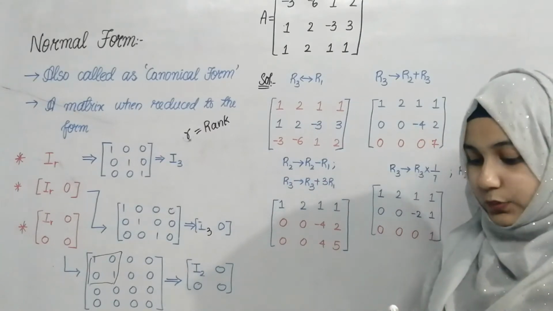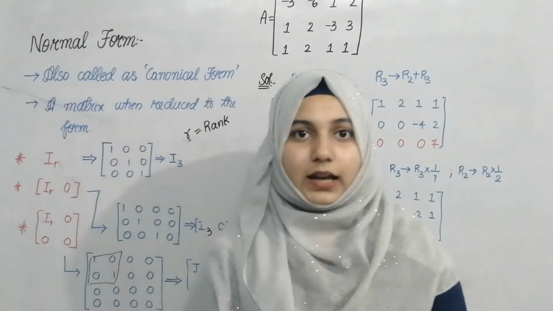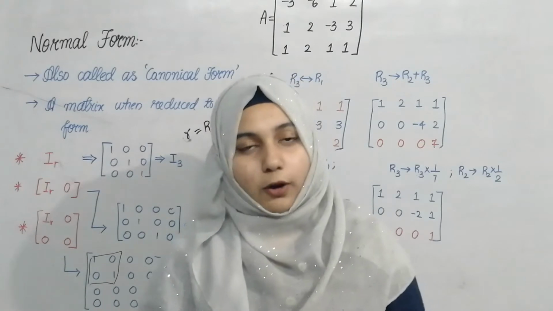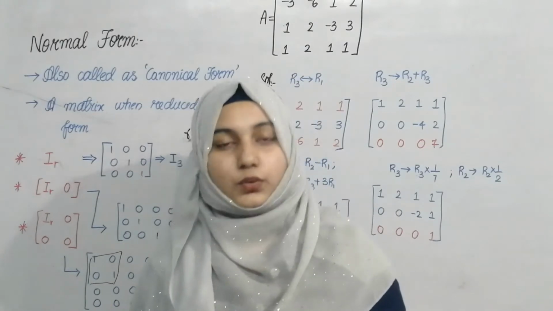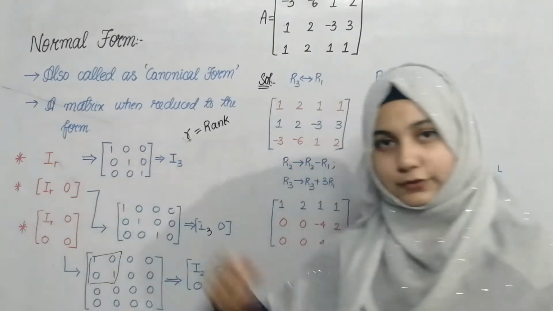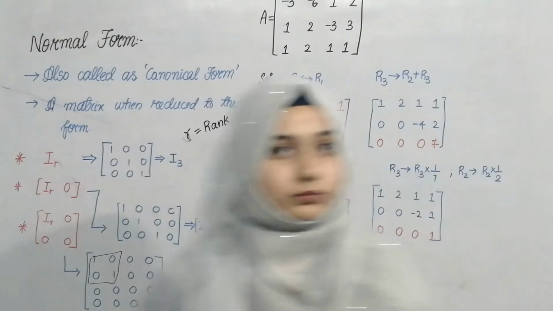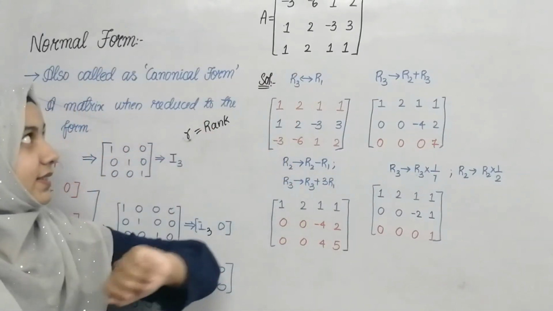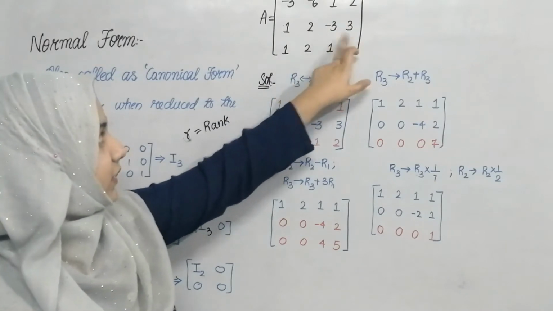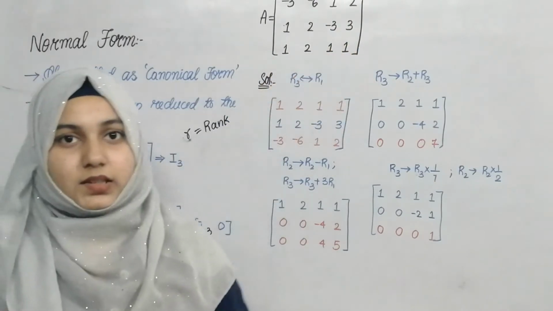Okay, so suppose in the question you are given a matrix and it is asked to reduce the given matrix into normal form and then find the rank. So what you're going to do is simply reduce your given matrix into any one of these forms using elementary row and column operations. Same thing, let's consider this example: minus 3, minus 6, 1, 2; 1, 2, minus 3, minus 3; 1, 2, 1, 1. Suppose this is the question given.